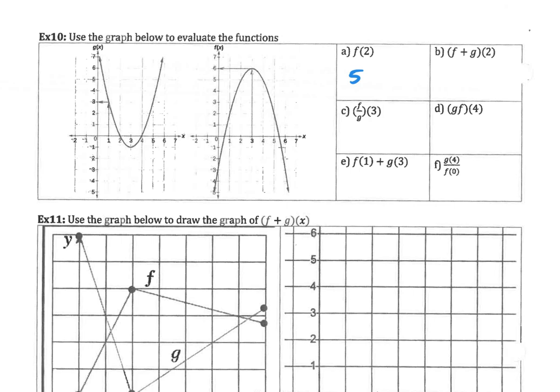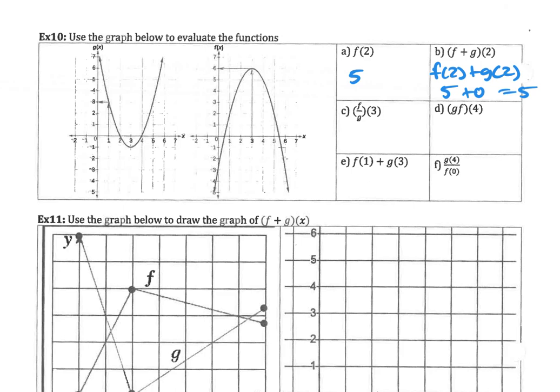For f plus g of 2, now we need to look up f of 2 and g of 2, and we're going to add them together. So we are doing f of 2 plus g of 2. We already know that f of 2 is 5, so we're going to go ahead now and find g of 2. That's the function that's on the left. We go over to 2. We see that at that value we have 0. So then we're adding 0 to 5, which means that our final answer is going to be just 5.